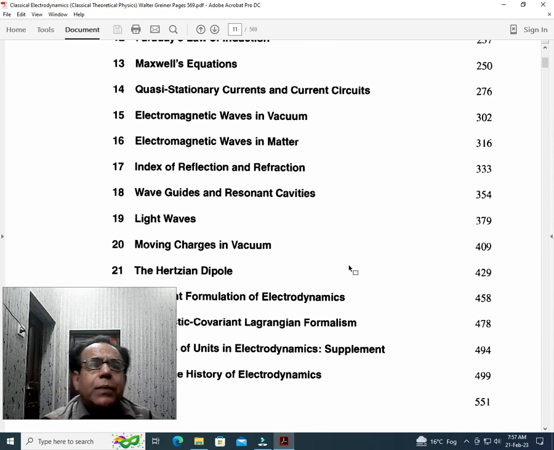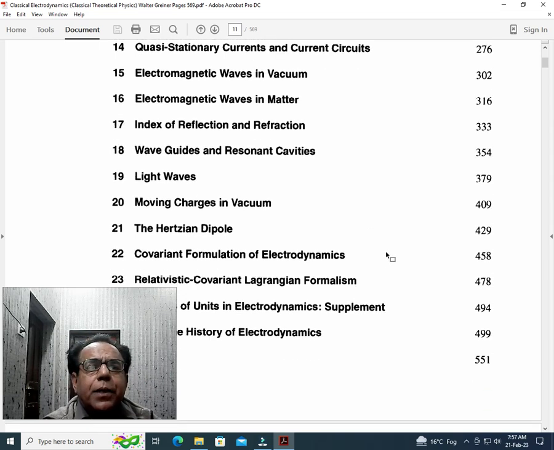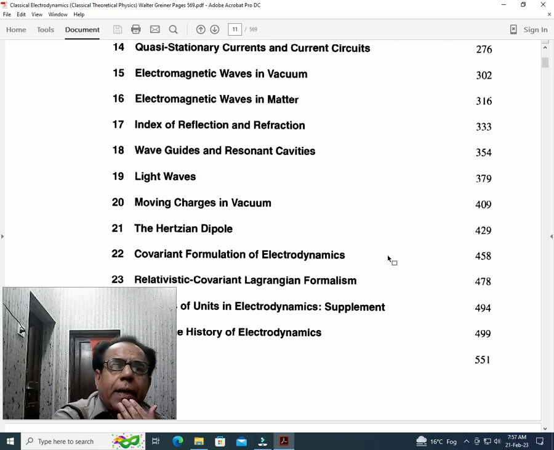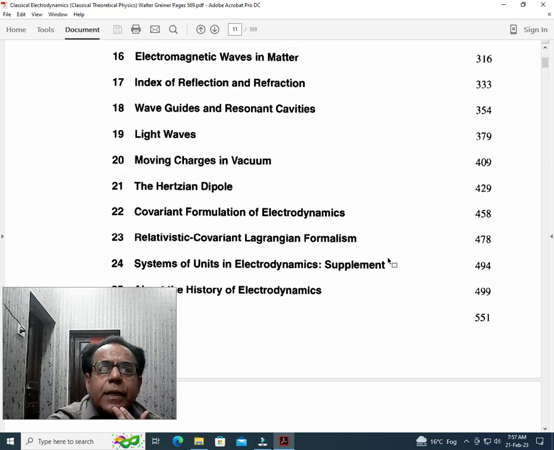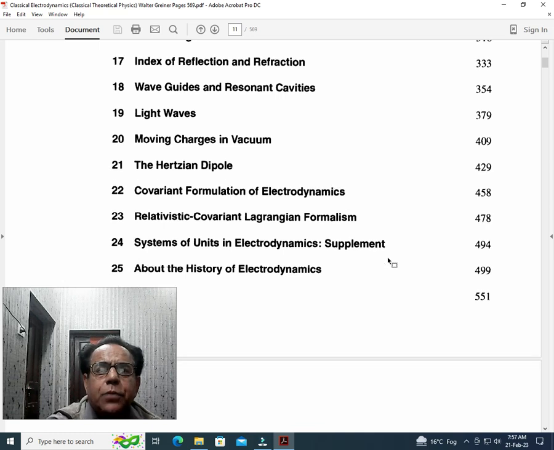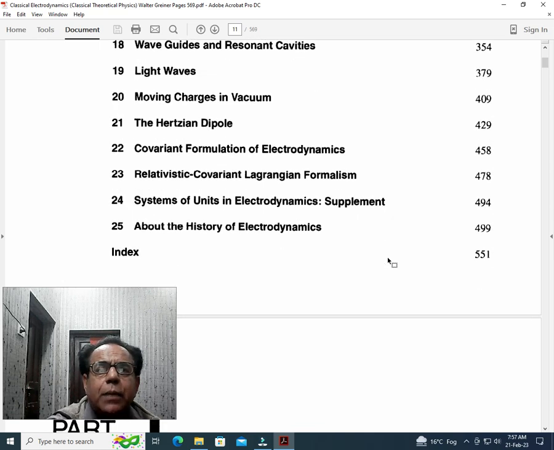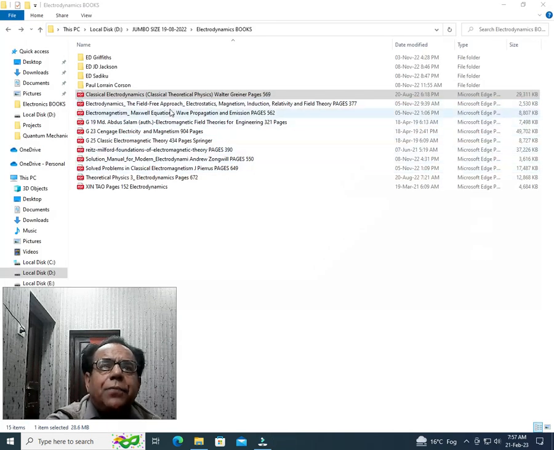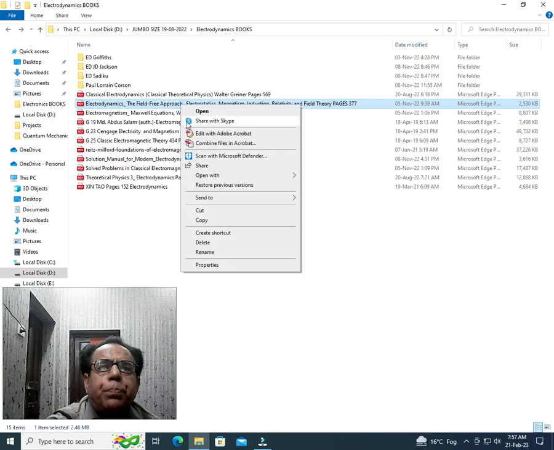Chapter number 20, moving charges in vacuum. Chapter number 21, the Hertzian dipole. Chapter number 22, covariant formulation of electrodynamics. Chapter number 23, relativistic covariant Lagrangian formalism. Chapter number 24, systems of units in electrodynamics, supplement. Chapter number 25 about the history of electrodynamics. The index is given at page number 551. Now we are going to open the next book.